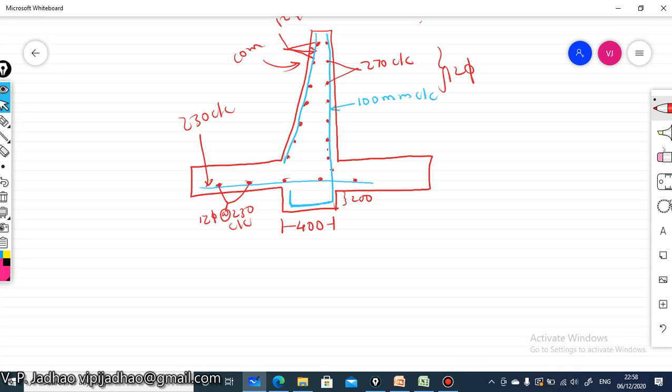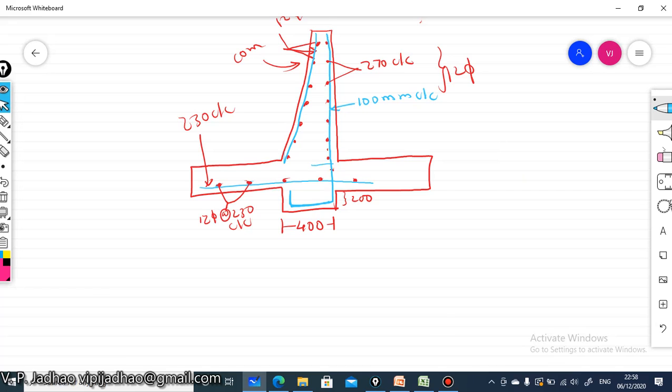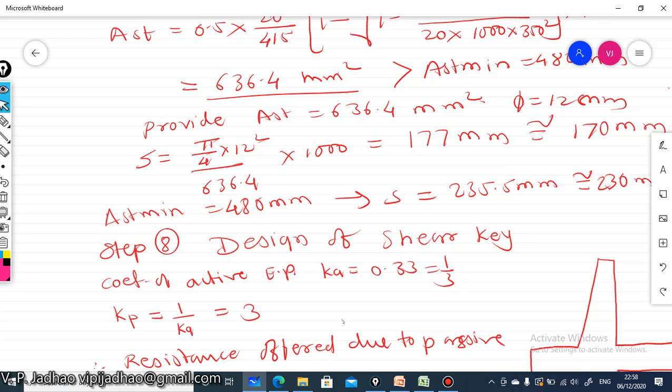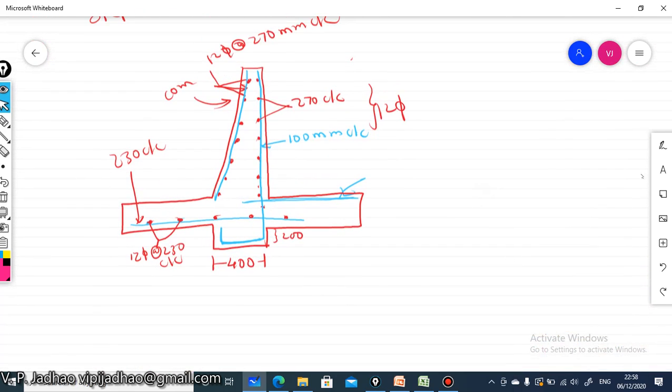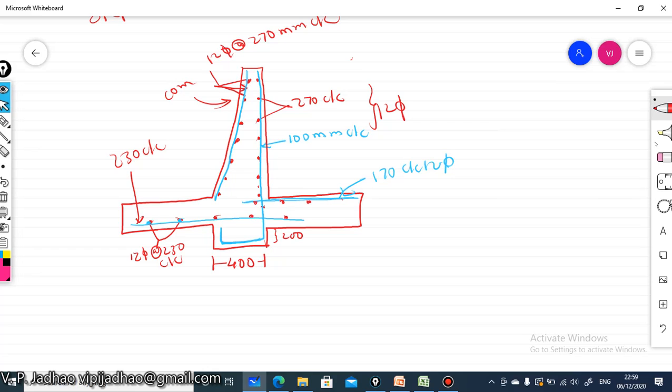Again for the heel slab, the main reinforcement will be at the top because it is subjected to tension, like this main reinforcement. It is again provided at some spacing, which I think we got as 170 mm center to center. So this is 170 center to center, 12 phi again. And the distribution steel is at 230 mm center to center, again 12 phi. Like this we have to provide the steel reinforcement.